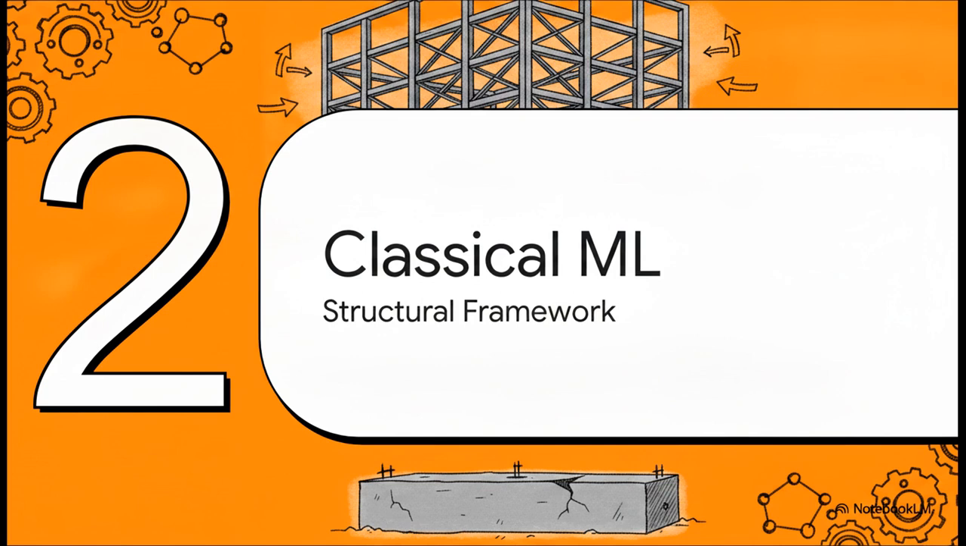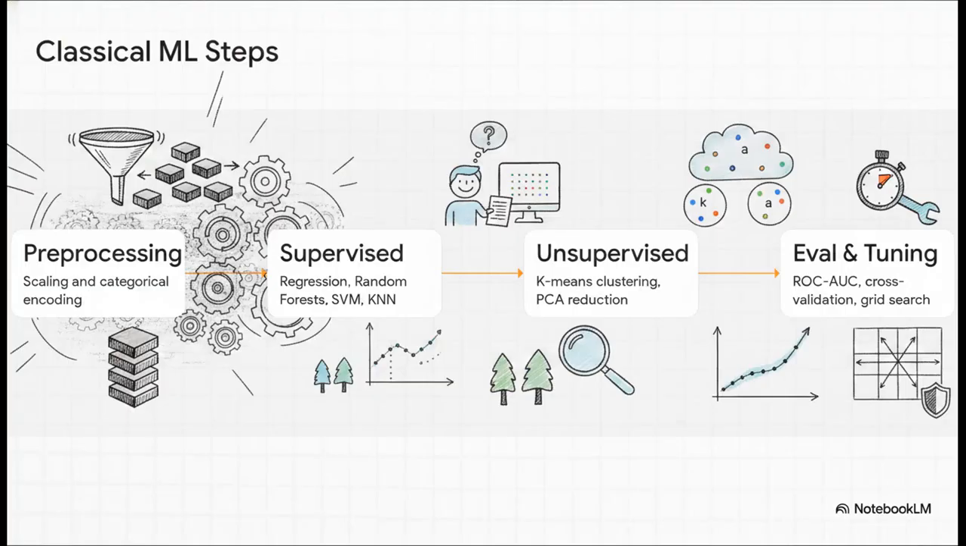Once that concrete foundation is poured, we move straight to Phase 2, classical machine learning, the structural steel framework. Think of this as erecting the steel beams of our building, where we start making our very first predictive models. Building this framework follows a really logical step-by-step pipeline, heavily relying on the core library scikit-learn.